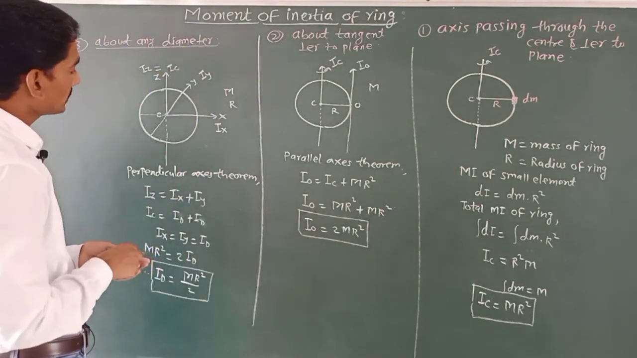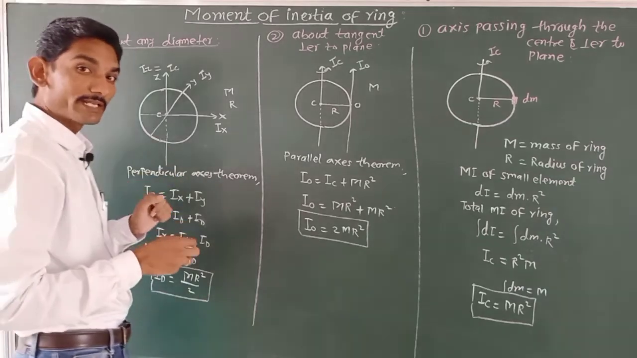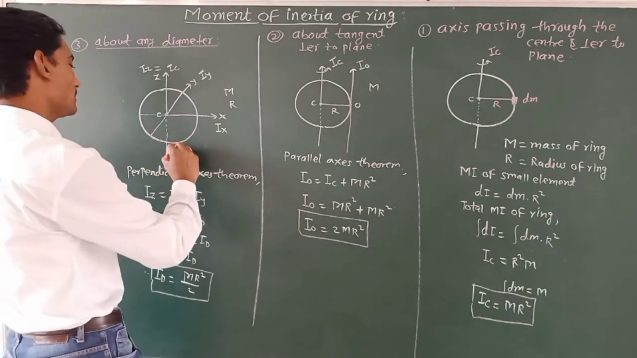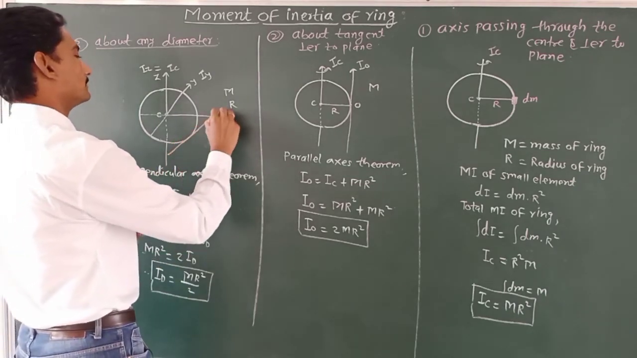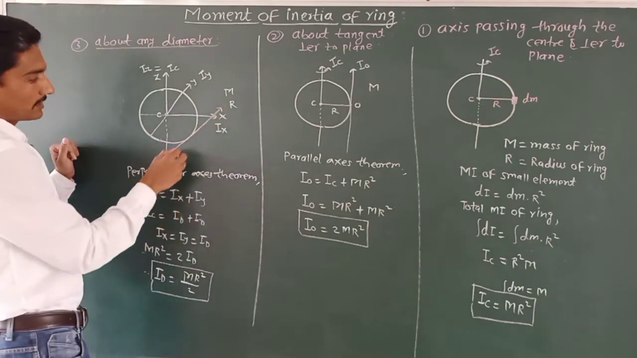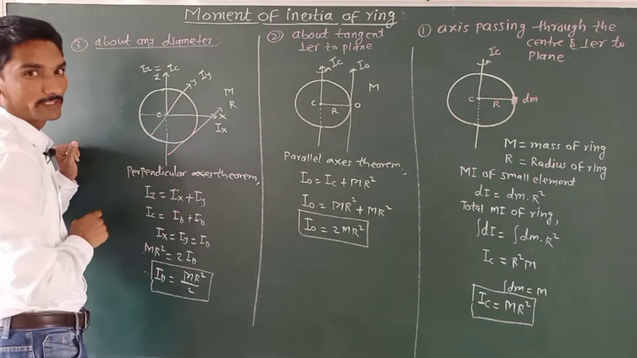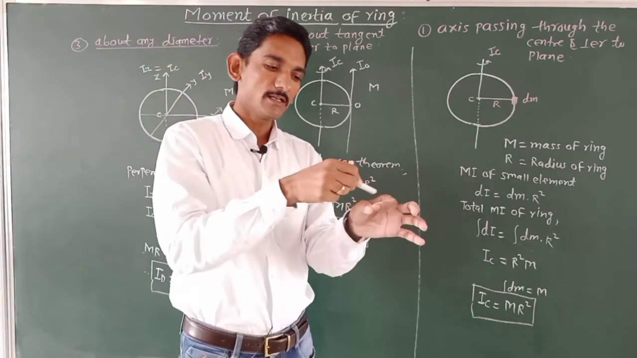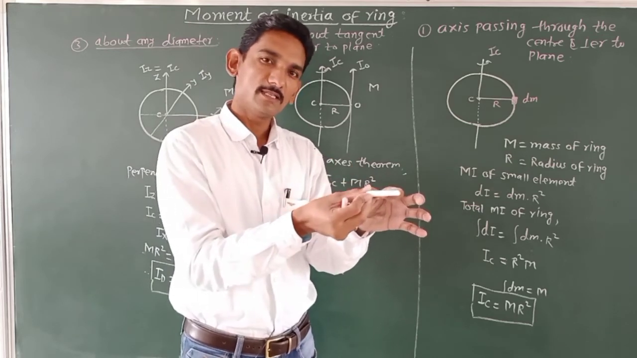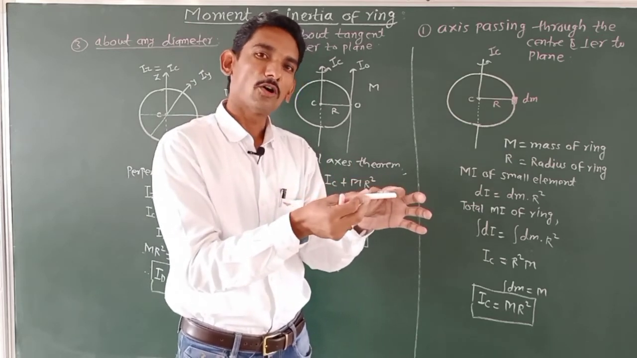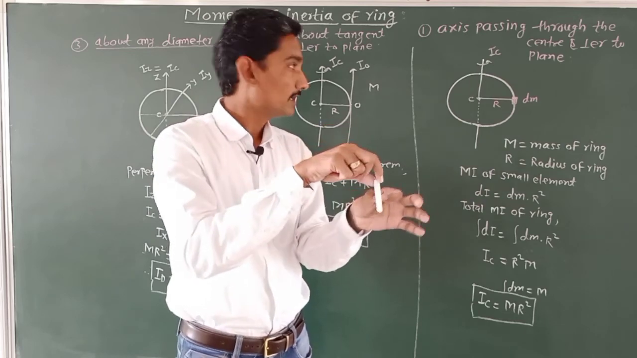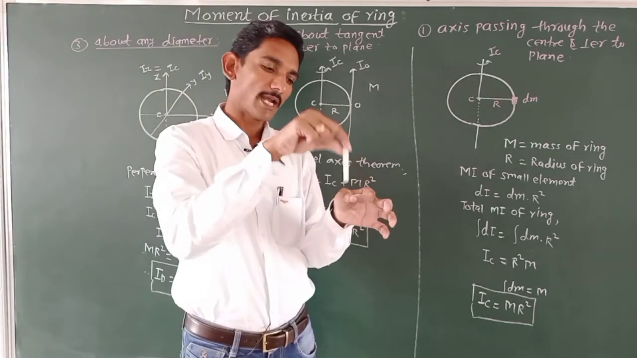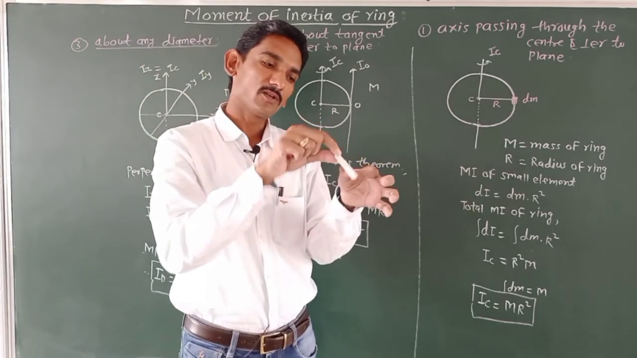If the axis of rotation is passing through the tangent, but now the tangent is in the plane of the ring. Suppose this is the ring and this is the tangent. So you can say that this tangent is in the plane of the ring, it is not the perpendicular one. In the earlier case, this was the axis of rotation and this was the tangent, which means the tangent is perpendicular to the plane.